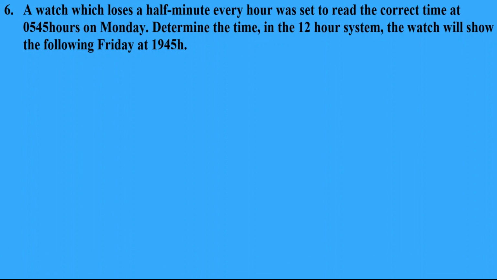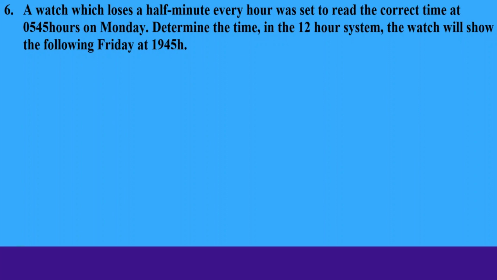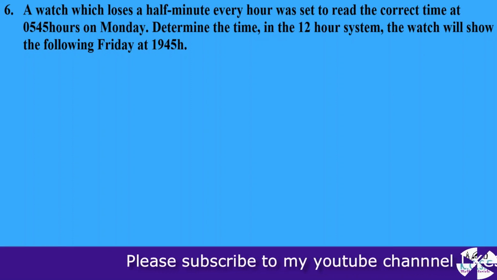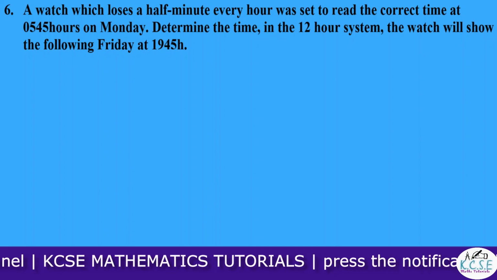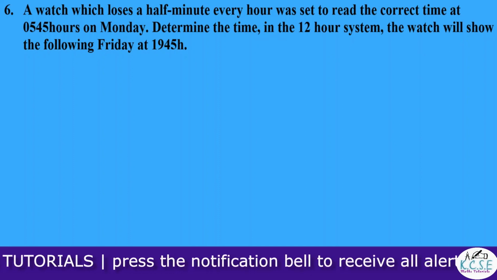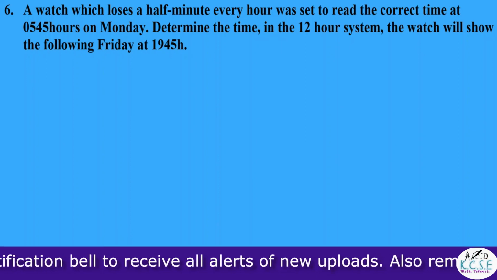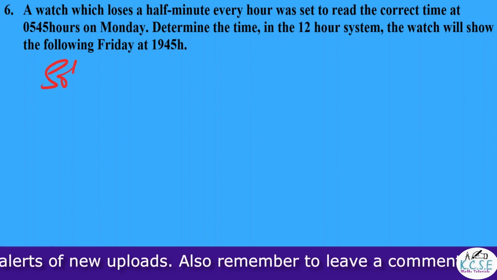A watch which loses half a minute every hour was set to read the correct time at 05:45 hours on Monday. Determine the time in the 12 hours clock system that the watch will show the following Friday at 19:45 hours. So let's go to the solution.